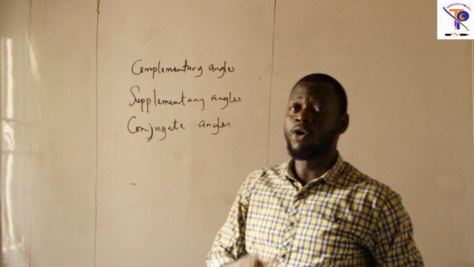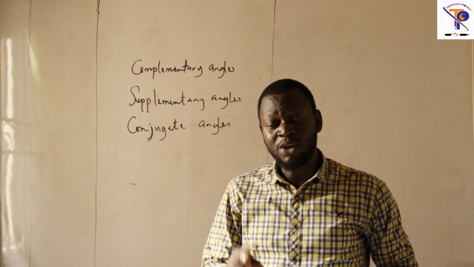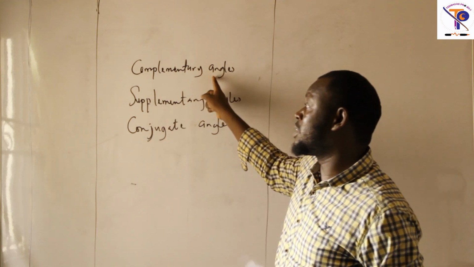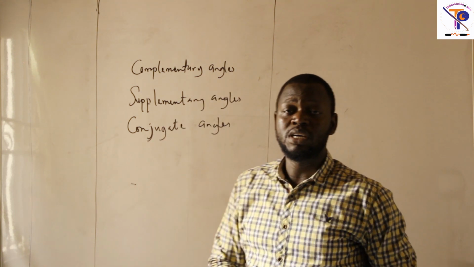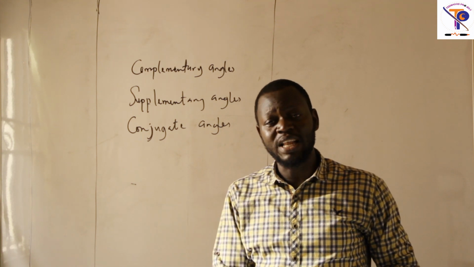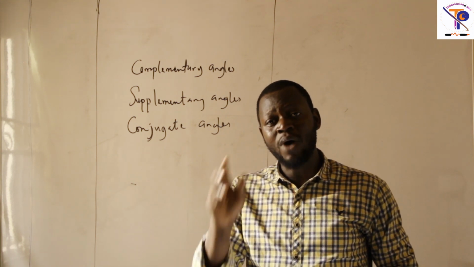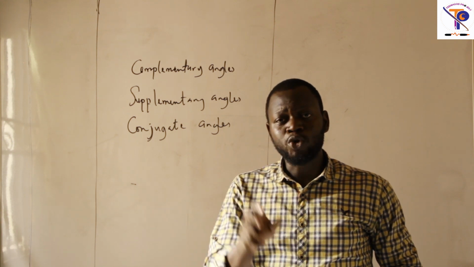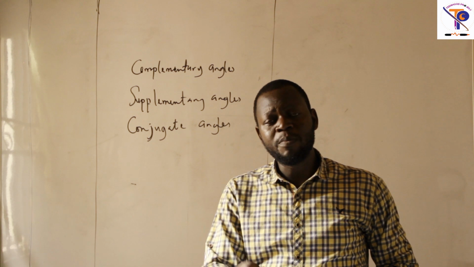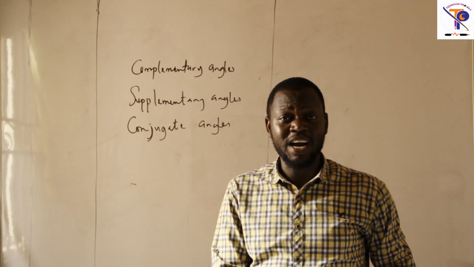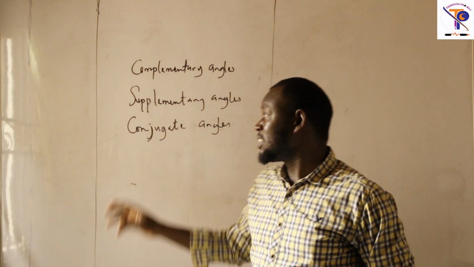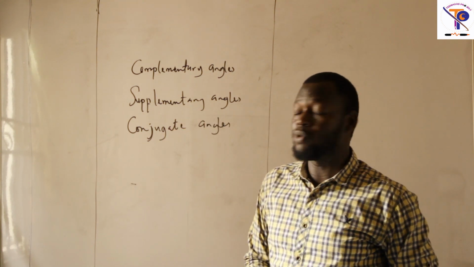The same thing goes for supplementary angles. Supplementary angles are the same thing. It's more like complementary, but here it is not 90, it is 180 degrees. Supplementary angles are two angles that add up to 180 degrees, like 30 supplements 150, because 30 plus 150, you are going to get 180. So 40 supplements 140. As a matter of fact, 50 supplements 130. So that's about supplementary angles.